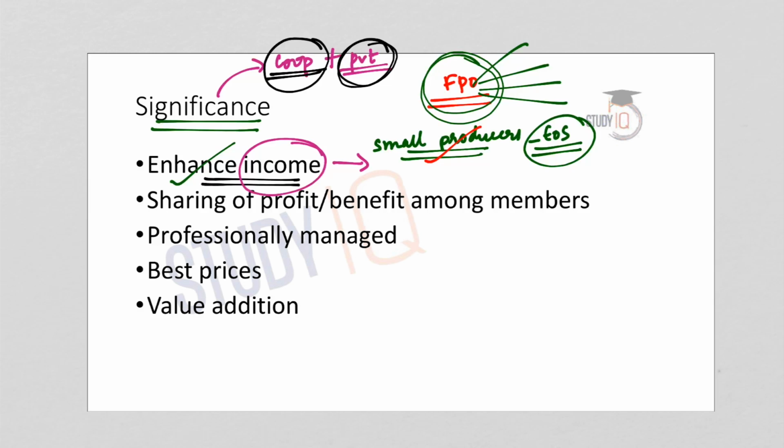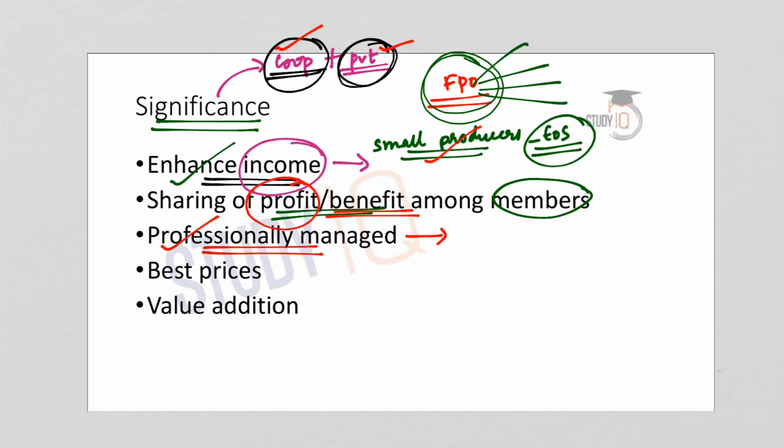Now it will also provide for sharing of profits and benefits among the members. We have seen that it's a hybrid of cooperative society and private company. So the principle of cooperative society is that the profit or the benefit is shared among the members. So here also the profit shall be shared among the members. And thirdly, it's a professionally managed organization. It is a hybrid of cooperative society and private company. So the characteristic of private company is that it is professionally managed.